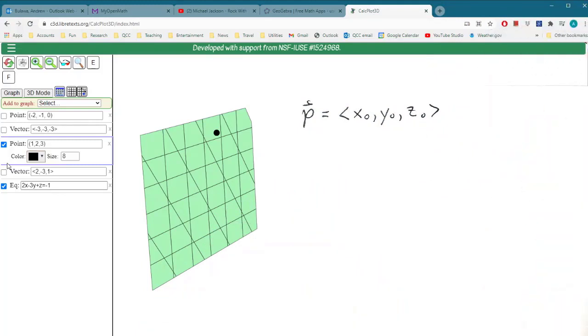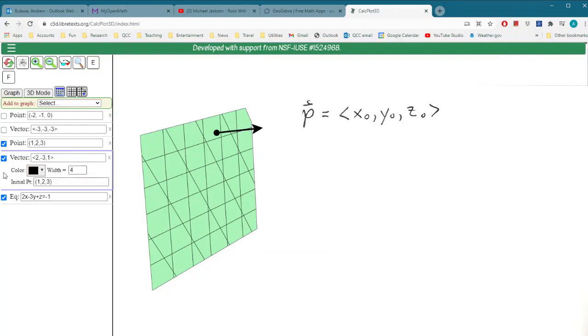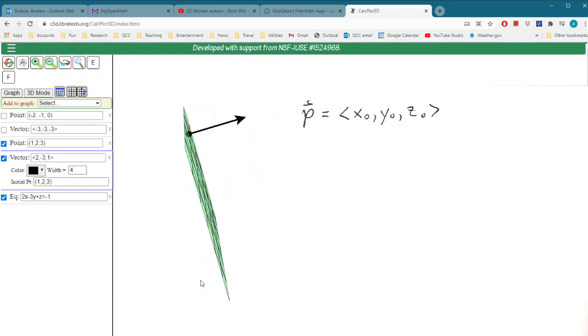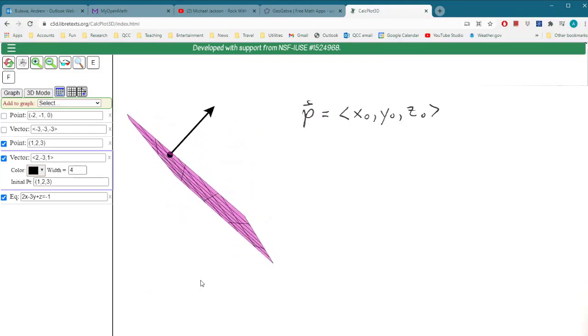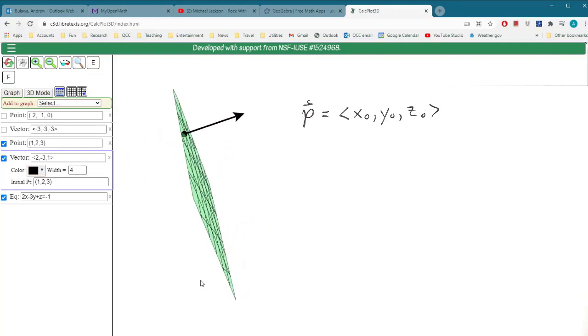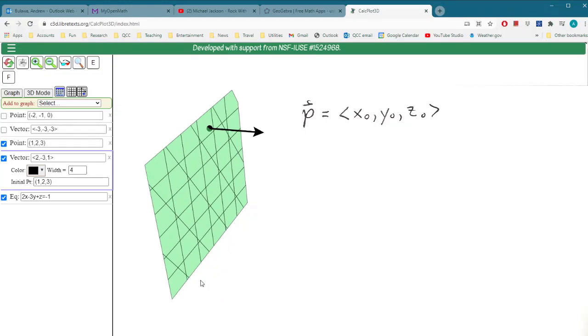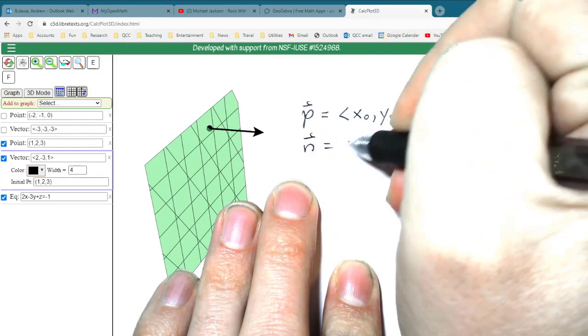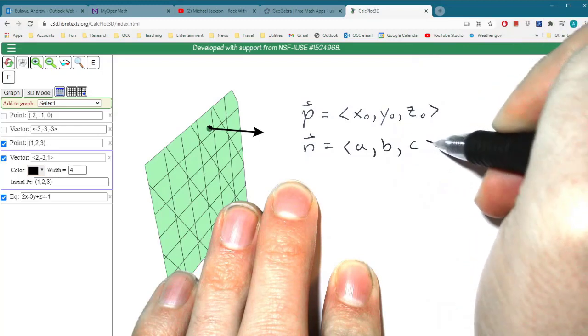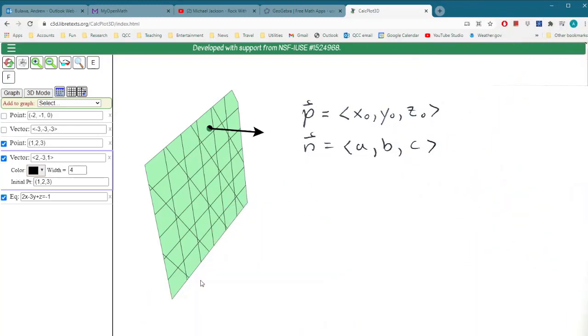Okay, and then what we're going to do is we're going to imagine a normal vector coming out of that point. What do I mean by normal vector? Well, normal means perpendicular. So the normal vector is perpendicular to the plane. You see that? It is sticking out at a right angle. All right. So that normal vector is my vector n. Now let's give that coordinates a, b, and c.